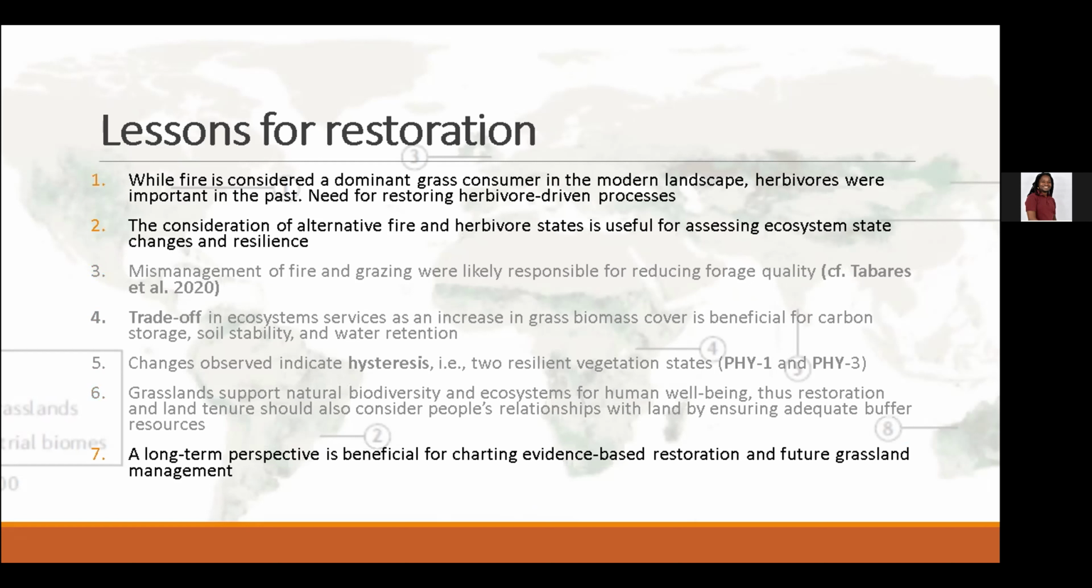And of course, we can see that a long-term perspective is actually quite useful for guiding evidence-based restoration and future grassland management. Because without paleoecological data, we can only just be guessing, because we could just say tall grasslands are driven by fire, but have they always been that way? So there's actually unique histories for each landscape. So we can see that paleoecological records play a very key role here.